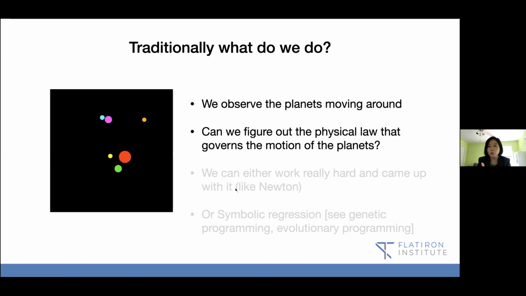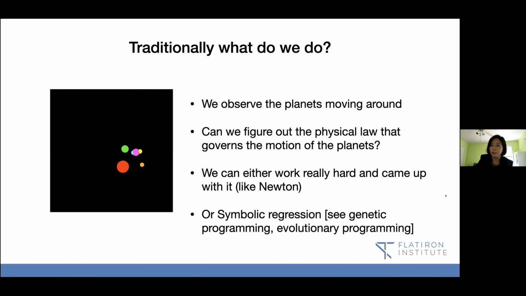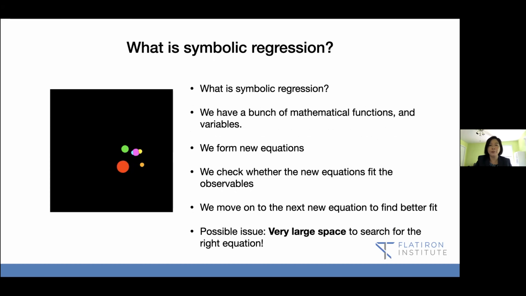Traditionally, we observe the planets moving around. We try to figure out the physical law that governs the motion of the planets. We either work super hard or be really lucky, or both, and come up with it, like what Newton did. Or we're going to talk about something called symbolic regression today. It's related to genetic programming and evolutionary programming. It has a long history. I don't pretend I know everything in that direction, but I will explain the idea of it a little bit today.